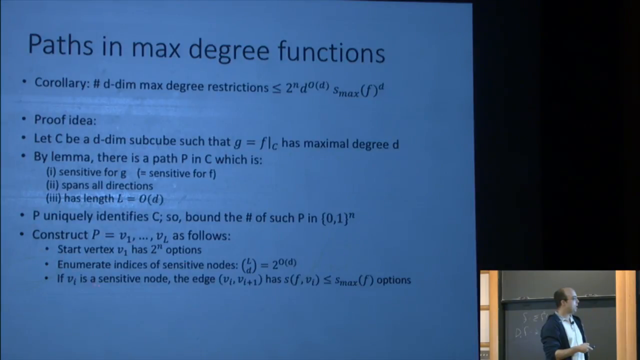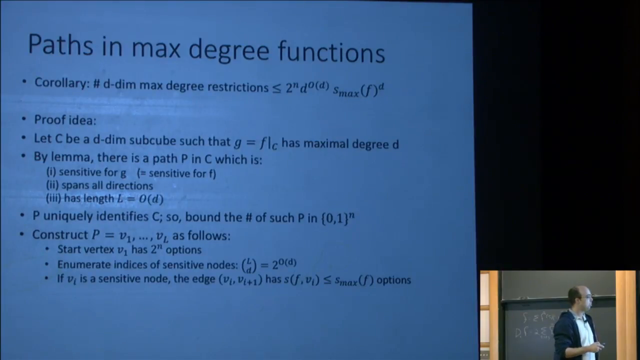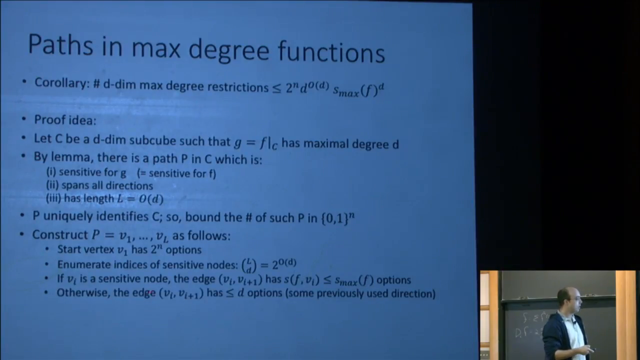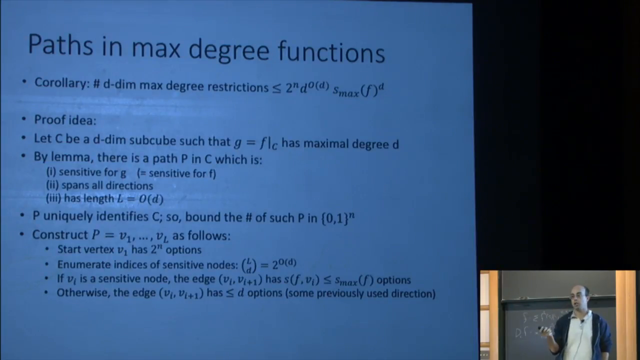Now, what do we say? Well, if this node is a sensitive node, then the next edge must be sensitive for f. So there are not too many options for it, only the sensitivity of f at this specific node, which we upper bound by just the maximal sensitivity over all nodes. Now, if it's not sensitive, then this is some direction we've already seen in the past. We saw at most D directions so far, so just choose one of those.